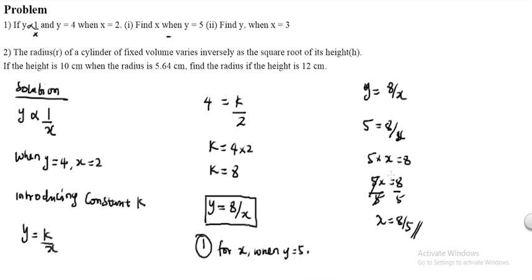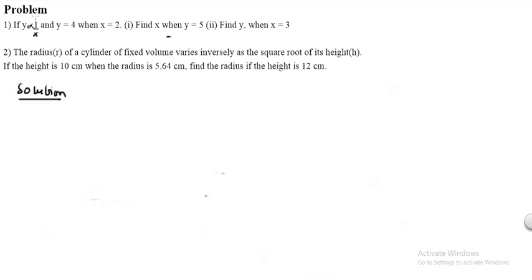Now for the second example, we are told to find y when x is equal to 3. The equation we have is y is equal to 8 over x. When x is equal to 3, you simply say y is equal to 8 over, we plug in 3 here, so there's 8 over 3. So that's the answer for this one. Let's look into the second example.